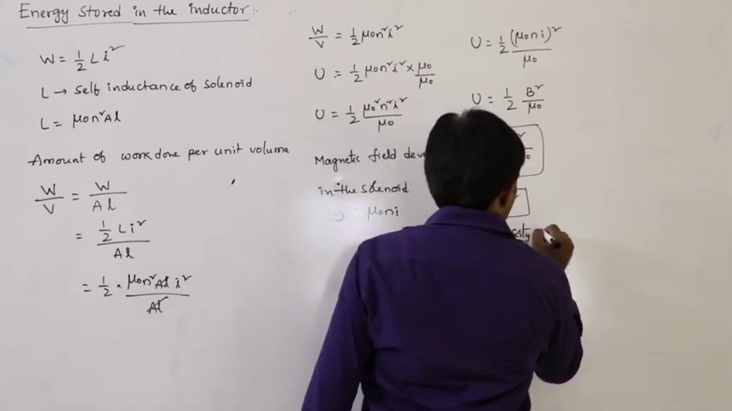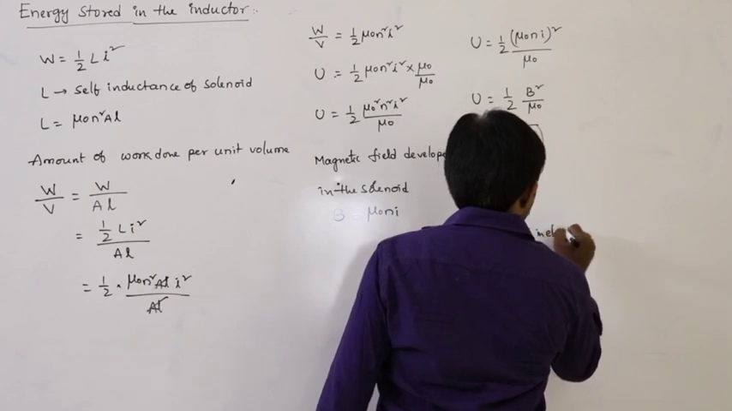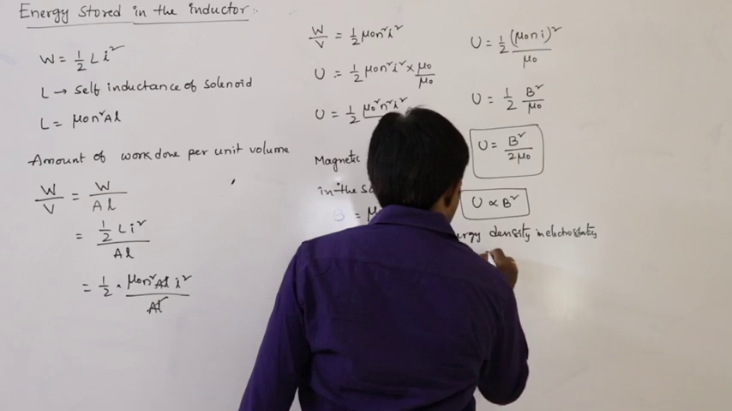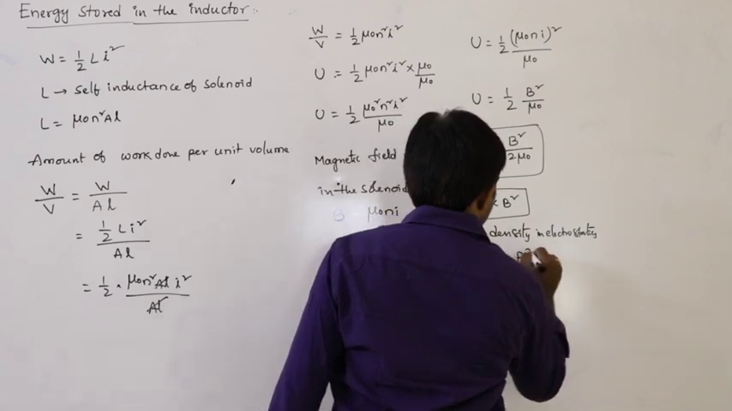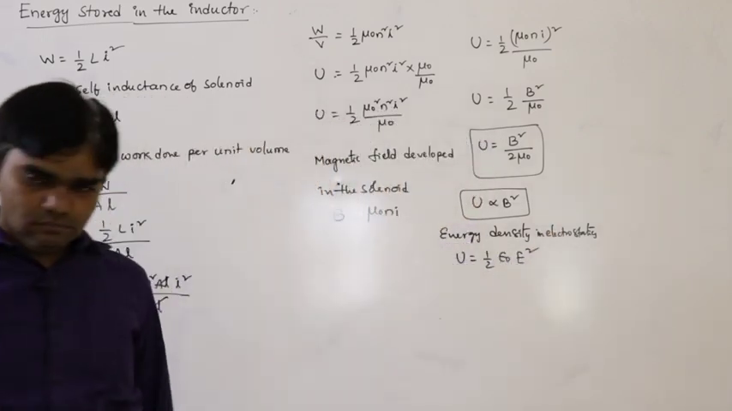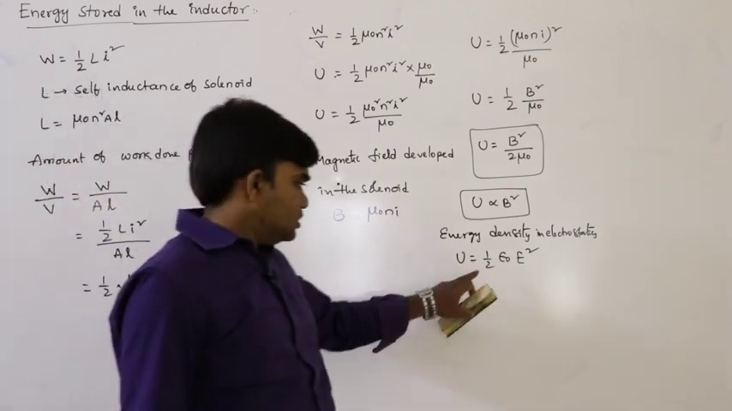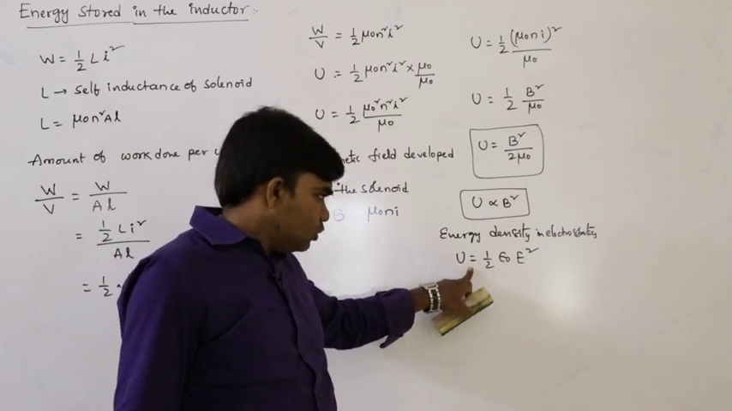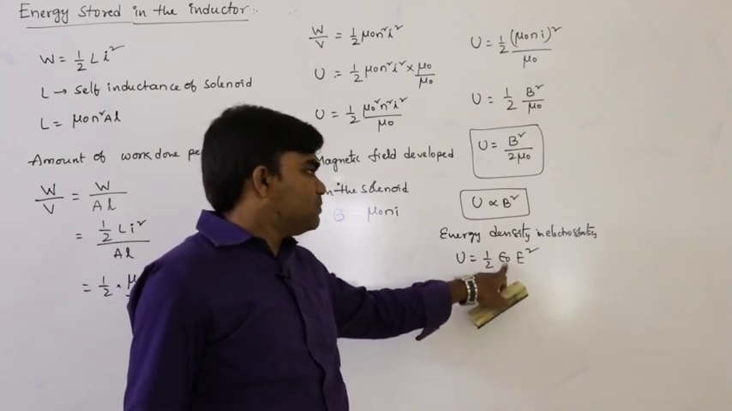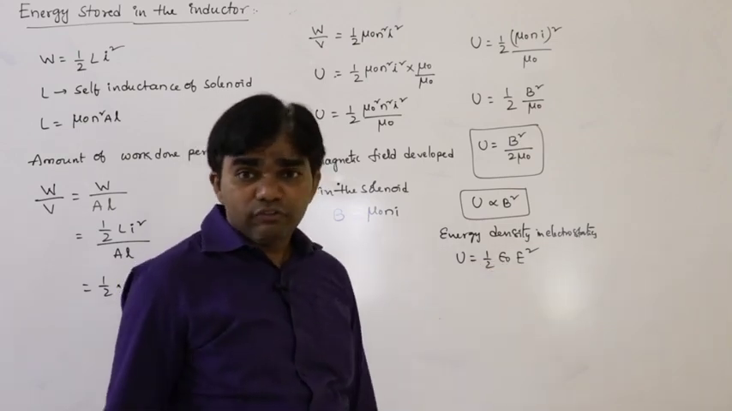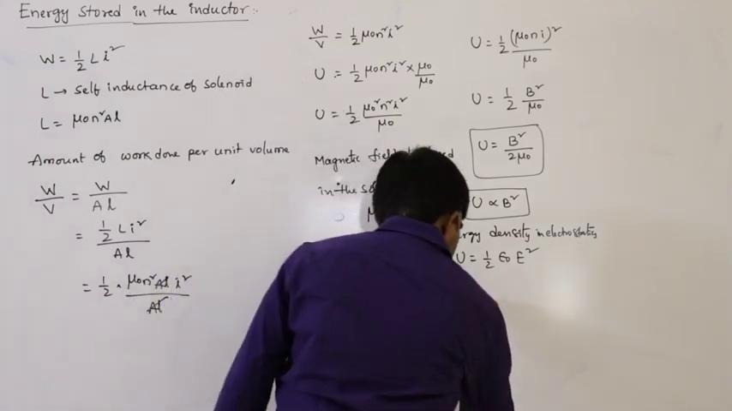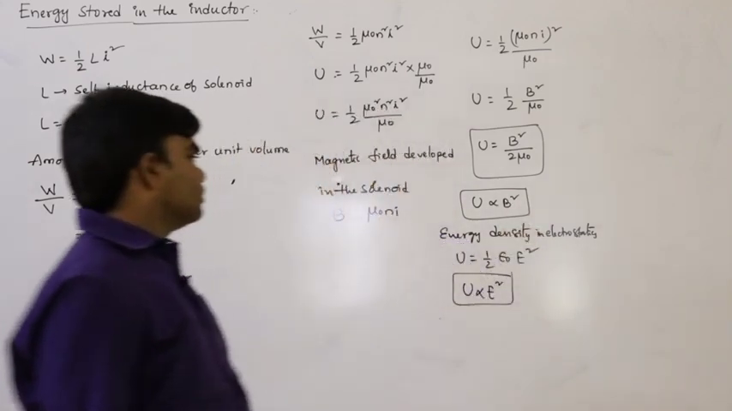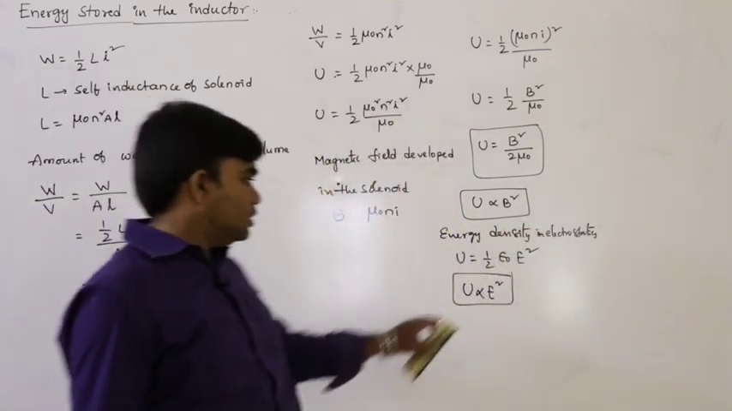Energy density in electrostatics. We can write it as U is equal to half epsilon naught E square. Recall this: energy density in case of electrostatics can be written as U is equal to half epsilon naught E square. So from this we can write U proportional to E square.